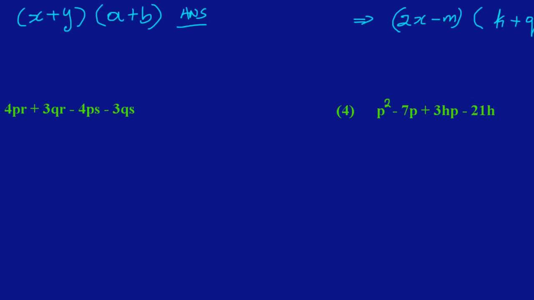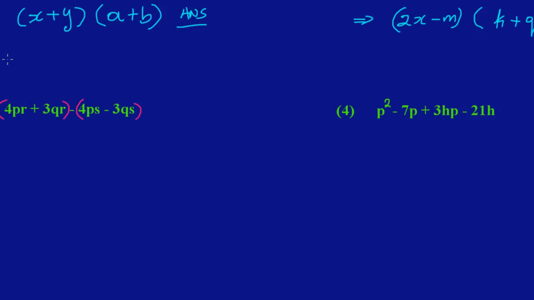All right, again, we're factorizing by grouping, so we're going to be grouping the first two terms. So 4pr plus 3qr is the first two terms, and there's a minus sign here, so the sign that's here will separate the last two terms.